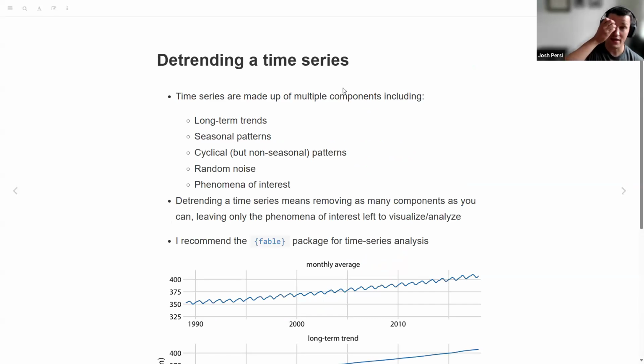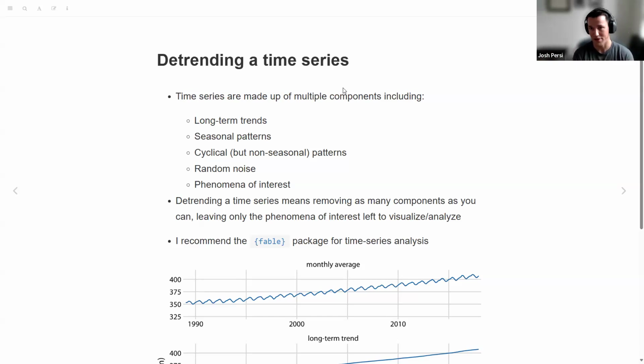Okay, then he very briefly talks about detrending time series. And I struggled here because it felt like a very surface level treatment of something that people have written whole books on. And from my attempts to detrend time series, it seems like quite a complicated thing.